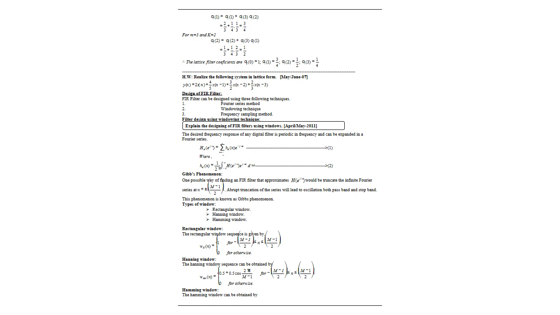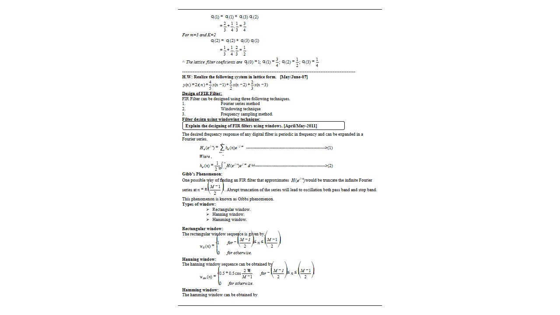For m is equal to 3 and k is equal to 2, Q3 of 2 is equal to Q2 of 2 plus Q3 of 3 into Q2 of 1. So for m is equal to 3 and k equal to 2, we have to substitute the values. So likewise, the lattice filter coefficients are Q3 of 0, Q3 of 1, Q3 of 2, Q3 of 3. We have to find the answers.